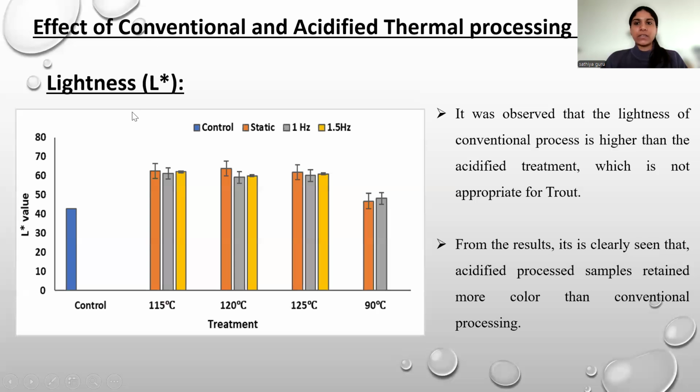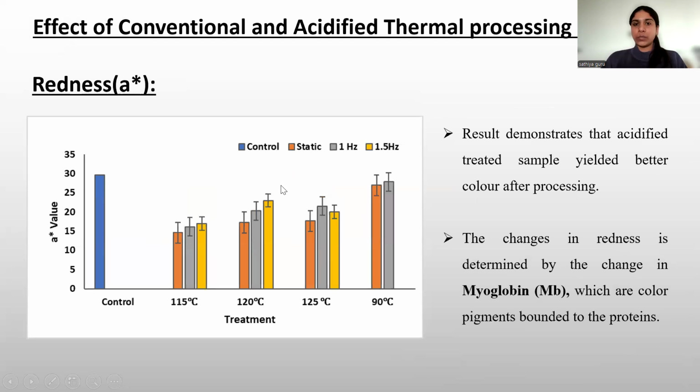In terms of lightness, the conventional thermal processing has higher lightness value, which means the sample is turning more pale, which is not appropriate for trout, and that is also related to reduction in redness value. On the other hand, the acidified thermal processing has retained a better color and reduced the breakdown of myoglobin protein.